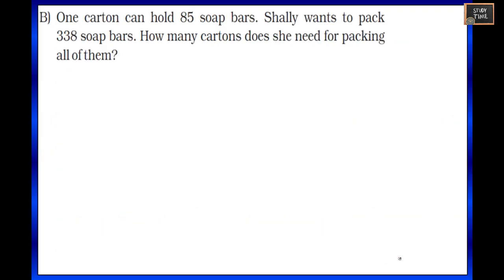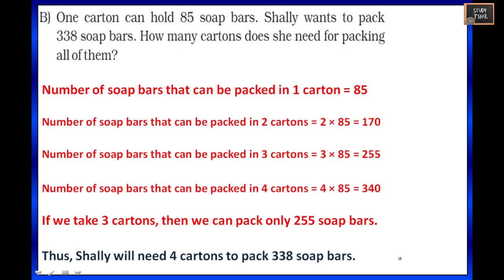One carton can hold 85 soap bars. Shali wants to pack 338 soap bars. How many cartons does she need for packing all of them? One carton is 85. So, for 4 cartons it is 340. But if you take 3 cartons, they can pack only 255 soap bars. But she has 338. So she will have to take 4 cartons to pack 338 soap bars.